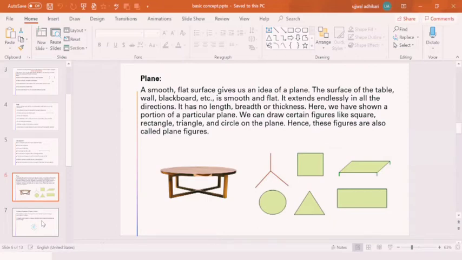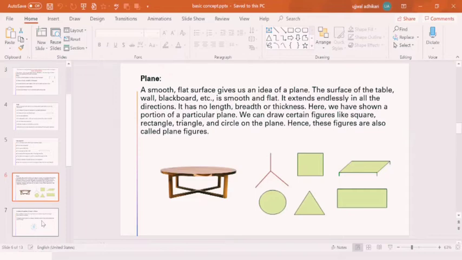Books, copies, etc. The surface of the table, wall, blackboard, etc. is smooth and flat. It extends endlessly in all directions. It has no length, breadth, or thickness. Here we have shown a portion of the particular plane. We can draw a certain figure like a square, rectangle, triangle, circle on the plane. Hence, these figures are also called plane figures.